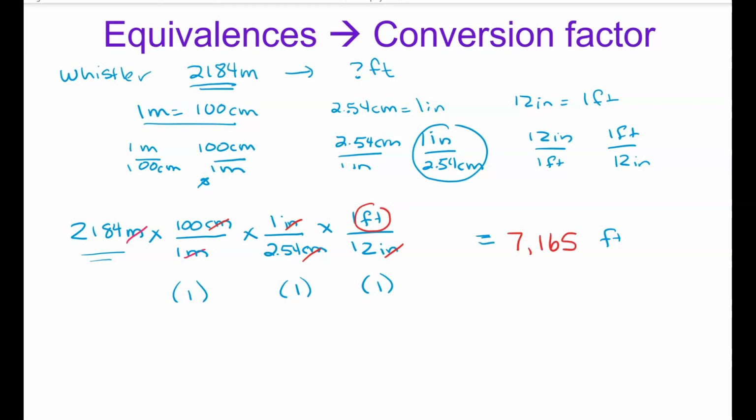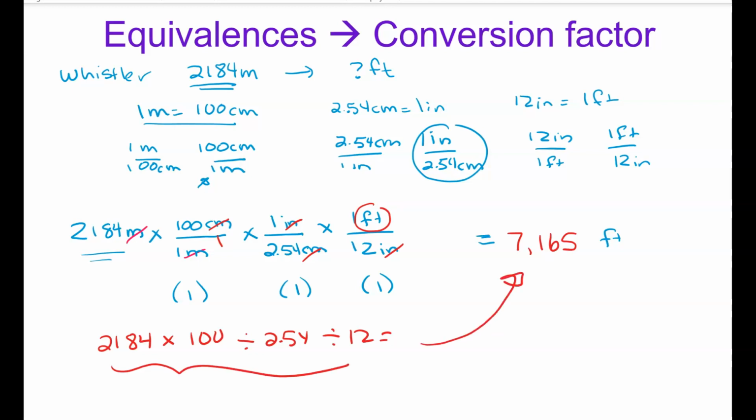And that number is 7,165, because what I did was I took 2,184, I multiplied by 100, and then I divided by 2.54, and then I divided by 12. This is commutative, so it doesn't matter what order you do it in. You could do 2,184 divided by 2.54 times 100 divided by 12. The order does not matter, as long as you put division signs before things that are in the denominator and multiplication signs before things that are in the numerator. And this is our answer.